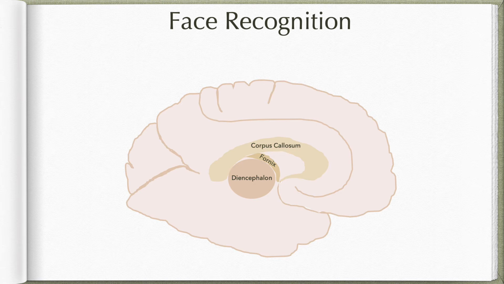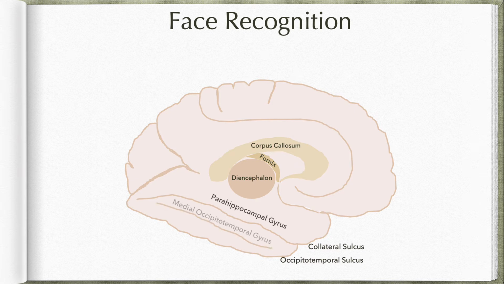There are various areas recognized or involved in face recognition. So on the inferior surface, we have collateral sulcus and occipitotemporal sulcus dividing the area into three gyri: parahippocampal gyrus, medial and lateral occipitotemporal gyrus. Within the parahippocampal gyrus, we have rhinal sulcus separating the uncus.